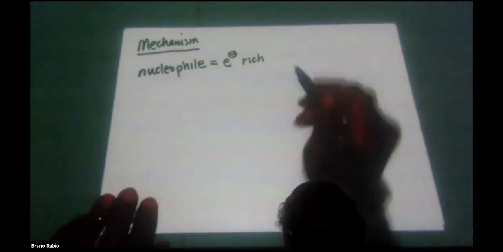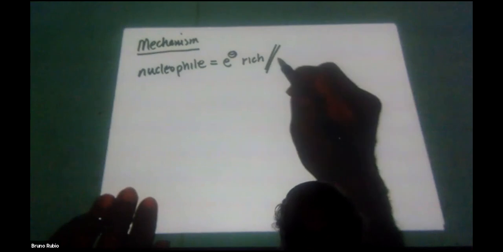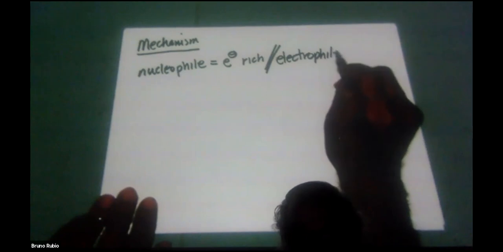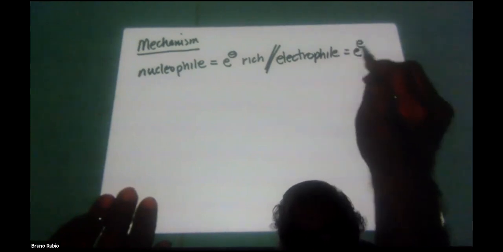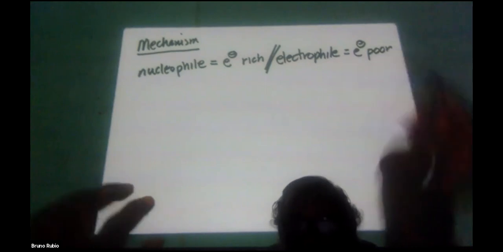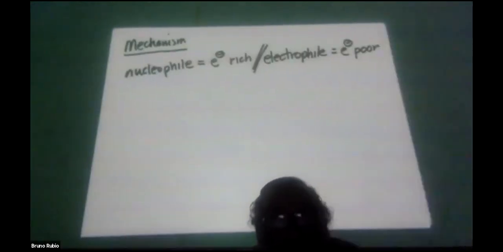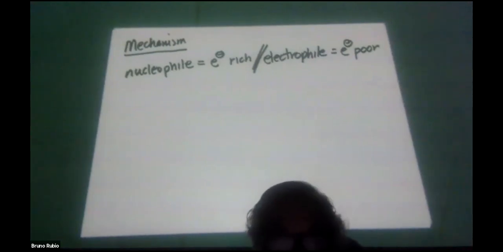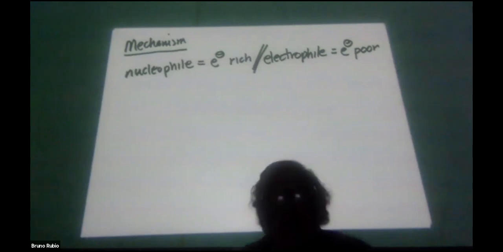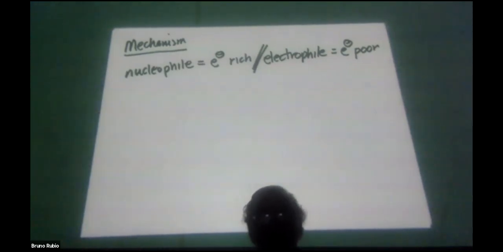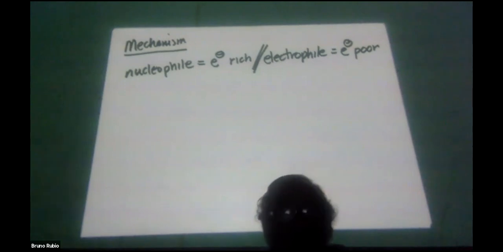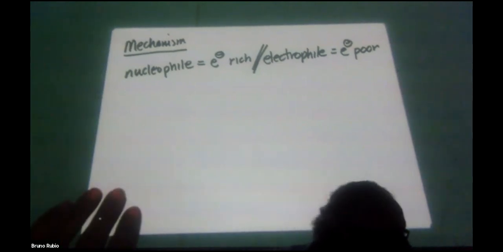The counter image of the nucleophile is the electrophile. And what's an electrophile? It's something that's electron poor. So most of chemistry is nucleophiles chasing around electrophiles: something that has a lot of electrons chasing after something that doesn't have as many electrons. Maybe you are acquainted with those terms from a previous course. They're going to come in handy this term.